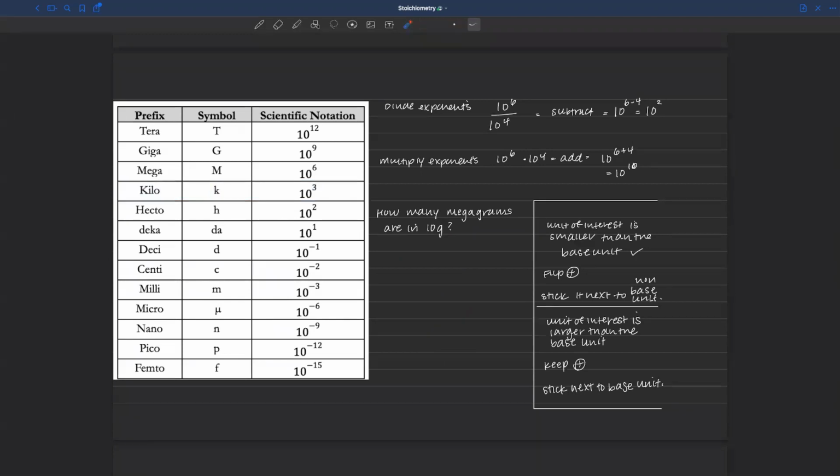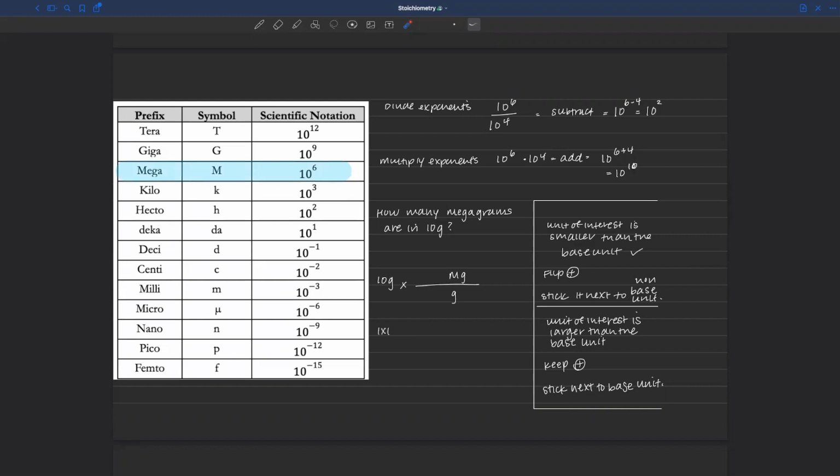So for this, again, you start with what's given. So 10 grams. Set up your skeleton. And then you put grams in the denominator and megagrams in the numerator. And that's a capital M. You go ahead and isolate mega, and it's 10 to the 6th.